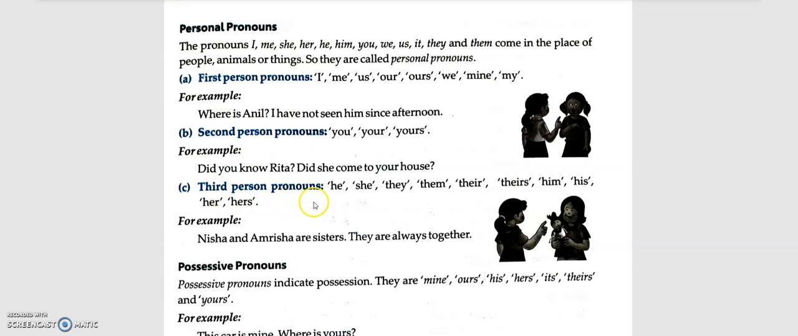Third person pronoun: he, she, they, them, their, theirs, him, his, her, hers.